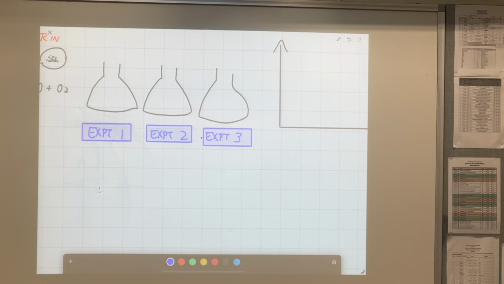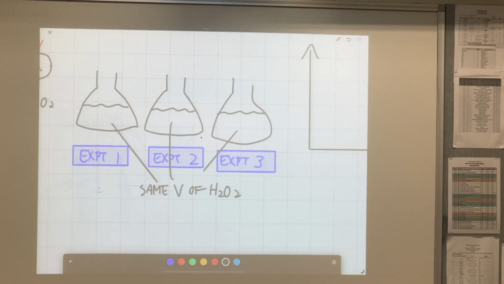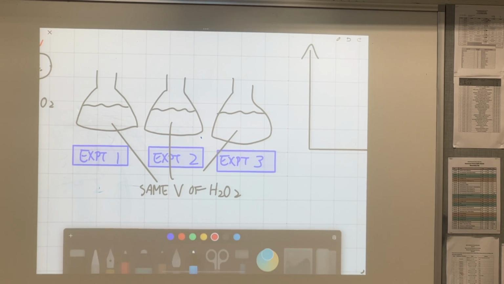All these experiments have one thing in common. They have the same volume of hydrogen peroxide. But what's different? To the first one, there is no catalyst added. No catalyst. To the second one, there is a lump of MnO2 added. Underline the word lump. A big block. Okay, so of manganese 4 oxide added.